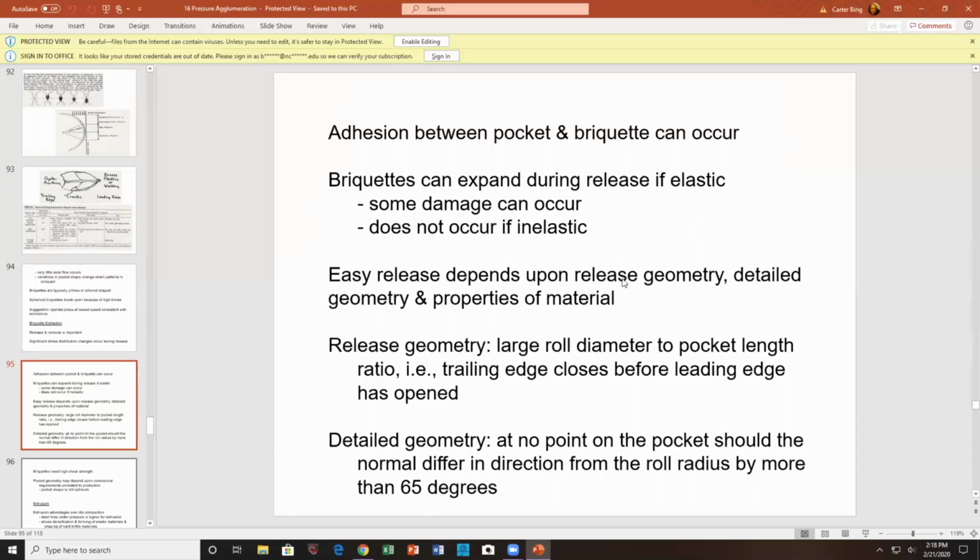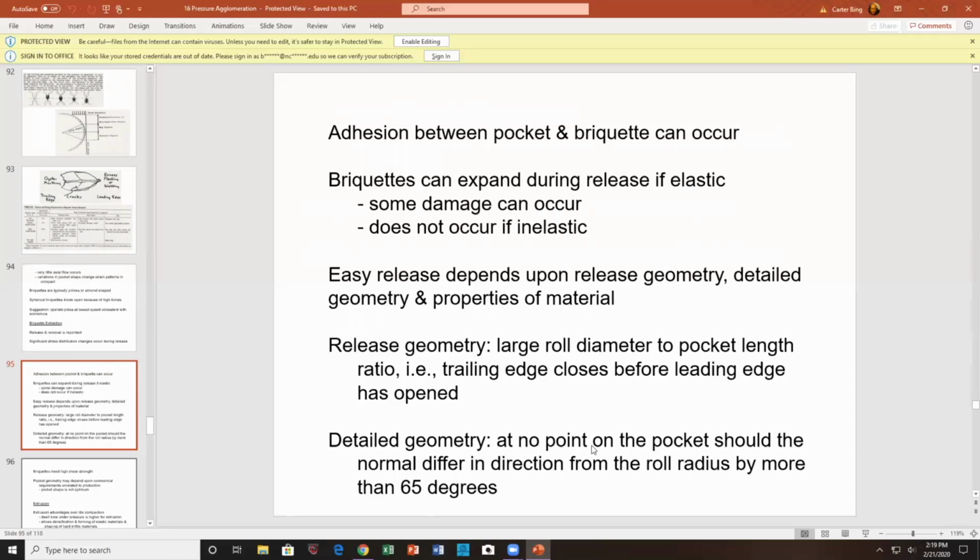Easy release depends upon release geometry, detailed geometry, and properties of the material. Release geometry: larger roller diameter to pocket length. The trailing edge closes before the leading edge opens. It's interesting, the trailing edge closes before the leading edge. That's for the larger rolls.